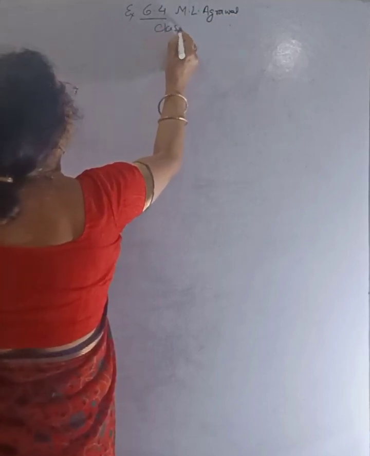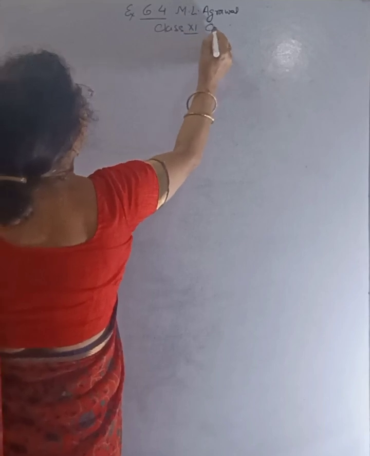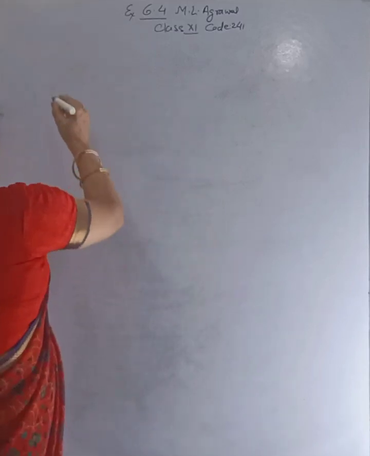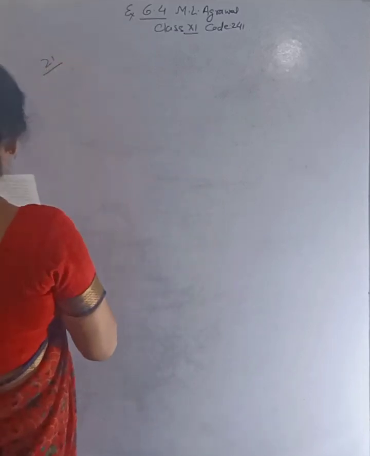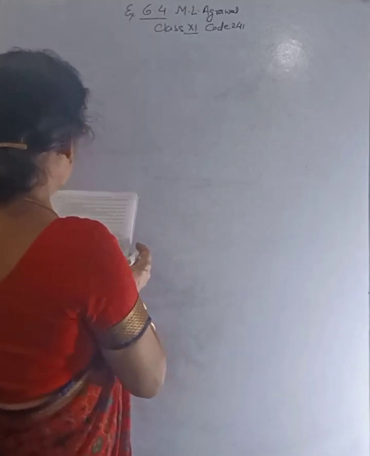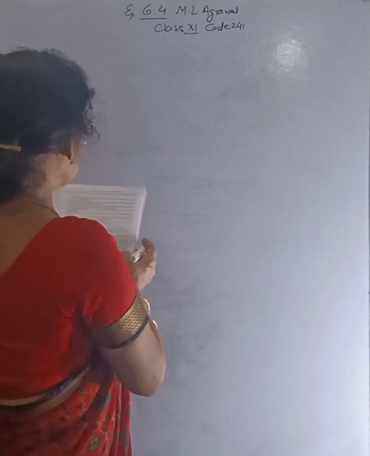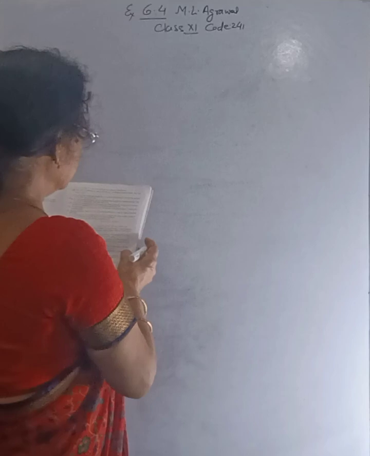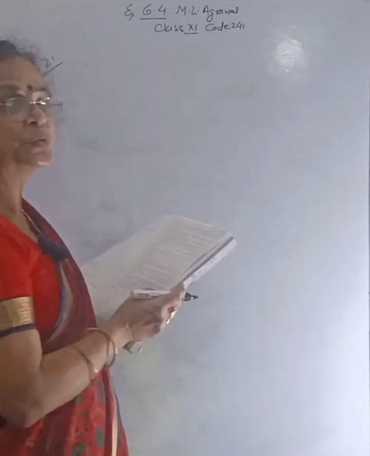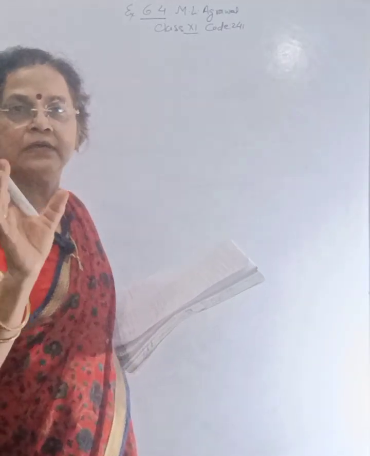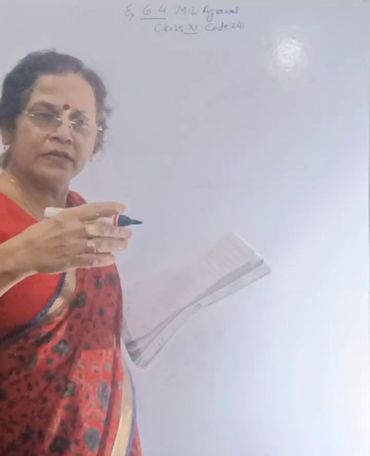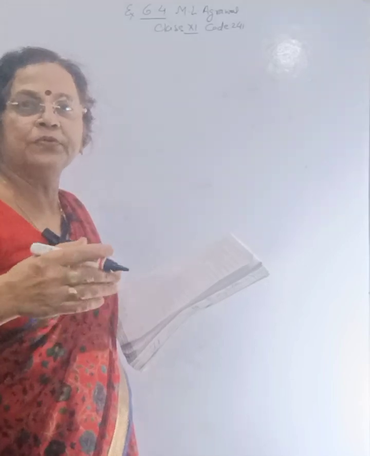Class 11th, code 241. Question number 21. Question is, an insect population is growing in such a way that each generation is 2.5 times as large as the previous one. It means the increase in the generation is by 2.5 times of the previous year.